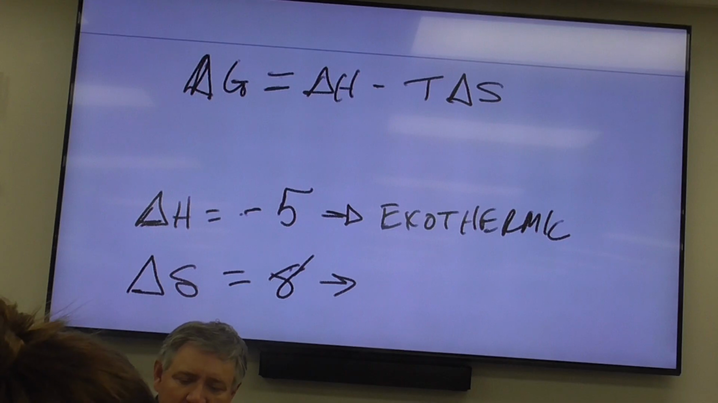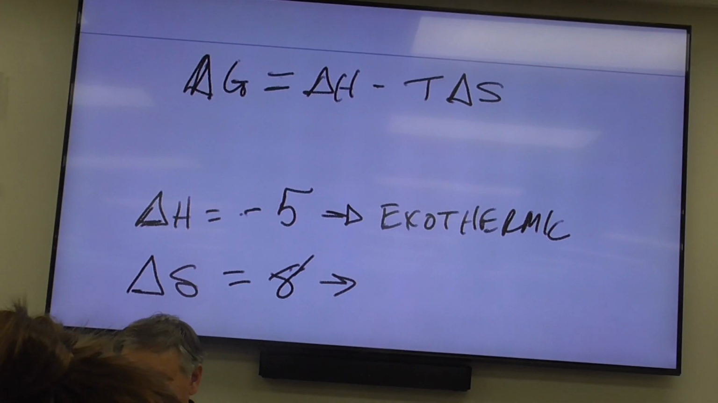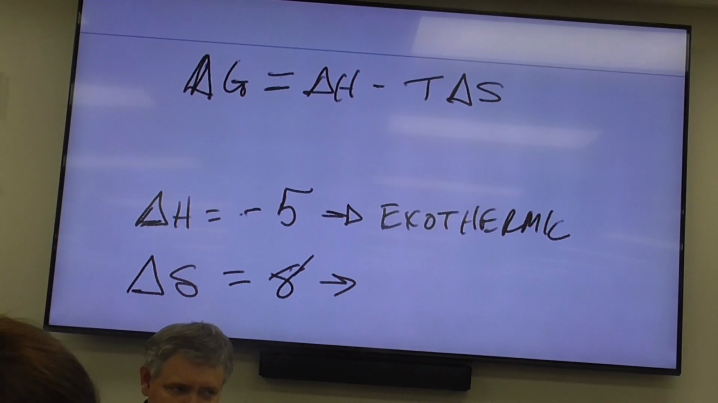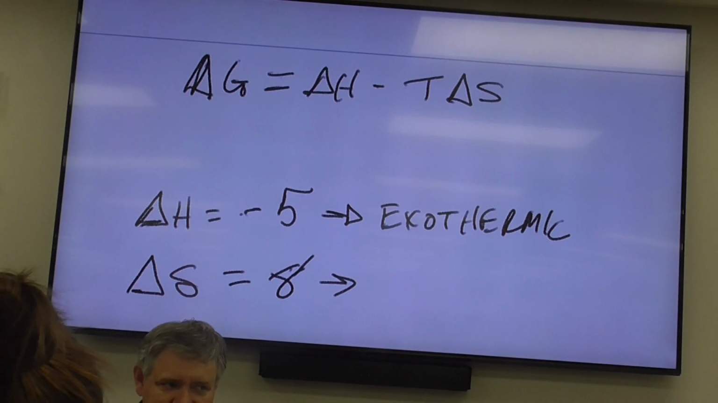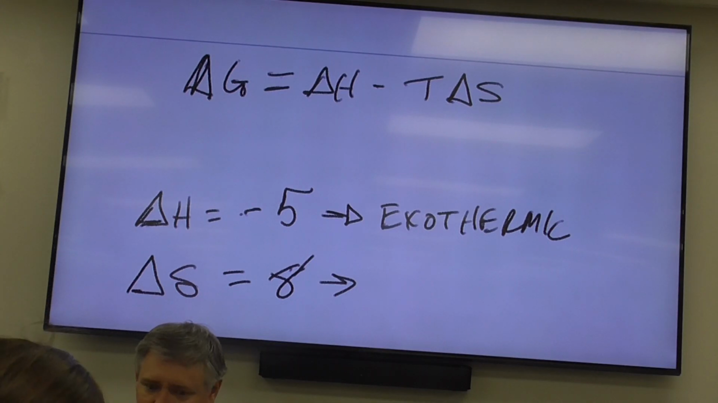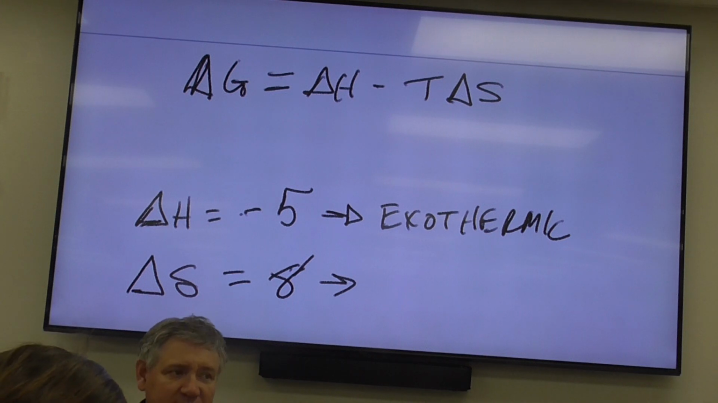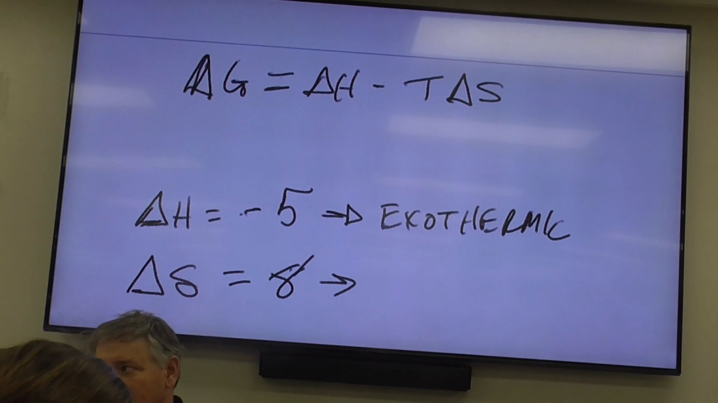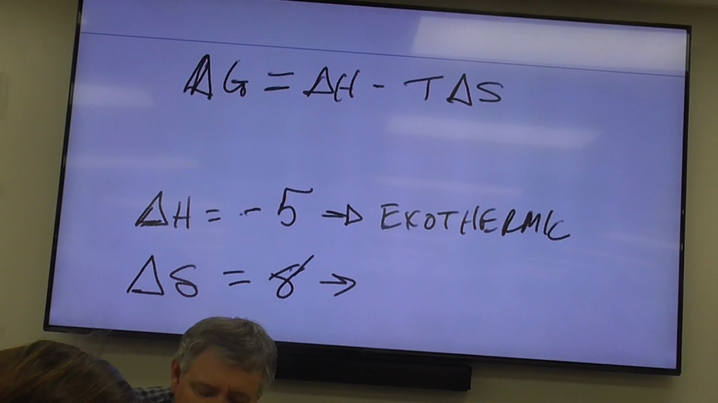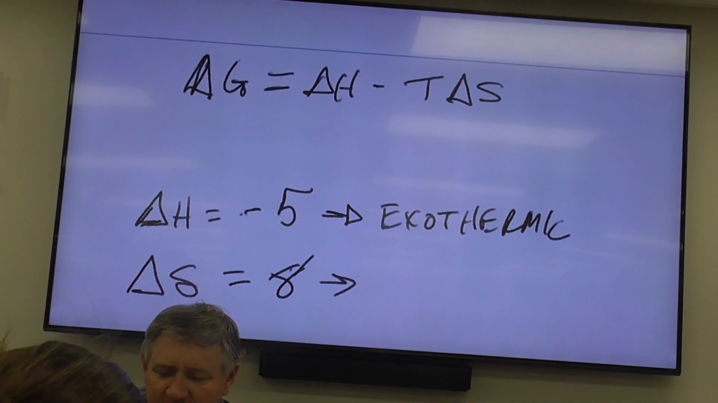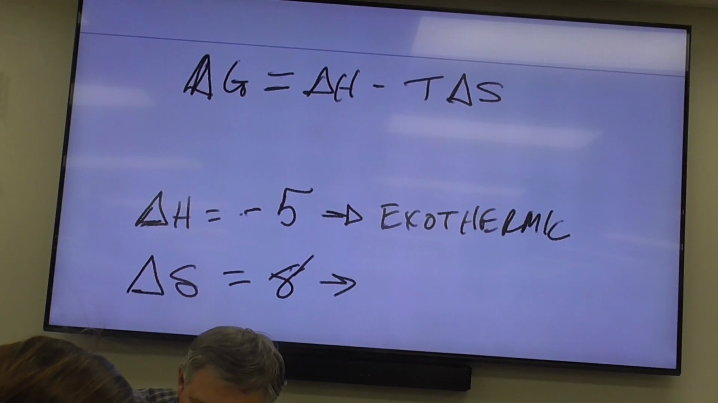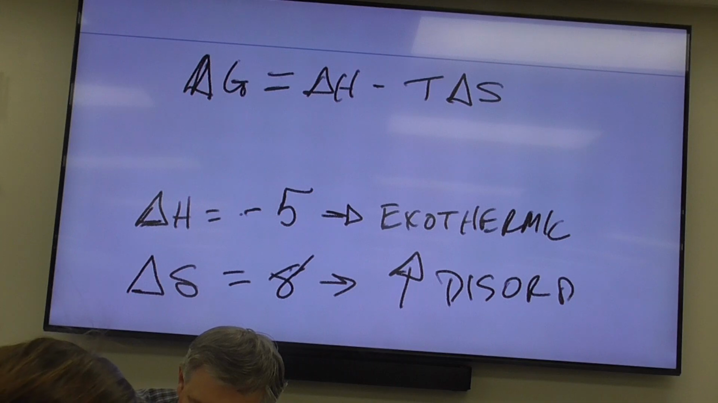So you can't look and go, oh, I have a negative delta H, and then that's going to influence the delta S. We have them combined in the same reaction, in the same equation, but one does not influence the other. Here's the main thing I want you to get. If you have a positive delta S, are you increasing or decreasing entropy? Increasing. So we are going to increase disorder.